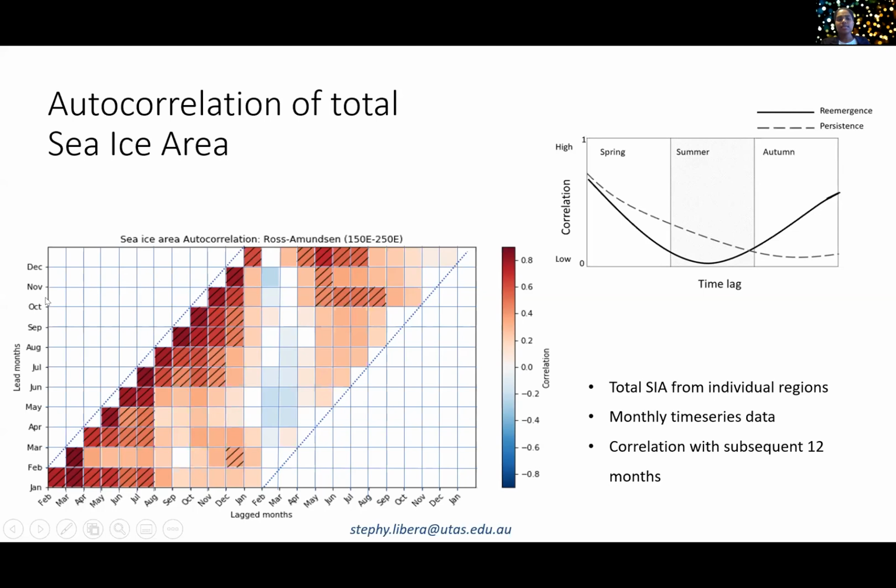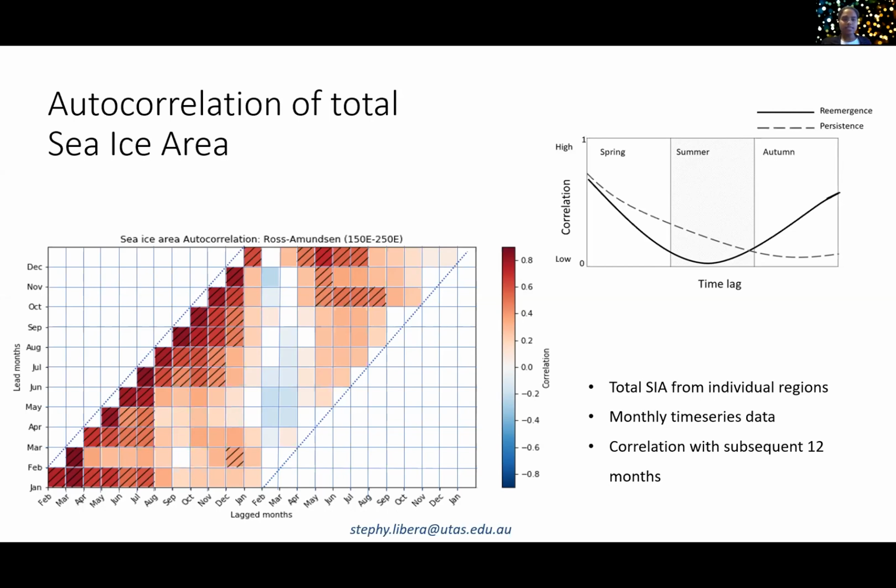Now, when we look at the spring months, we can see that in the initial lags, you have a strong persistence. Then in the intermediate lags, you don't see much persistence, as the correlation values have declined. And then in the subsequent lags, you can see that the correlation value starts to pick up again, or re-emerge. So this is a signal of a re-emergent pattern. So we have an introduction to the two main modes of predictability.